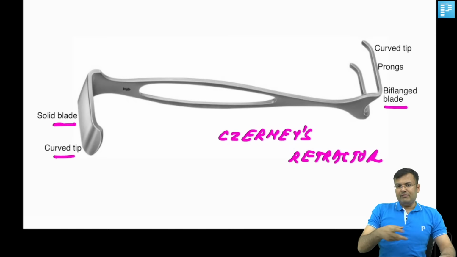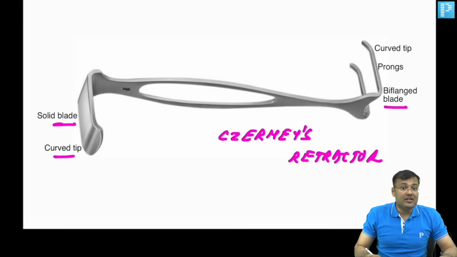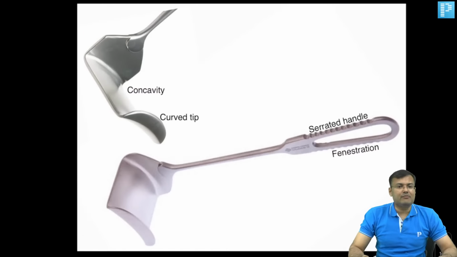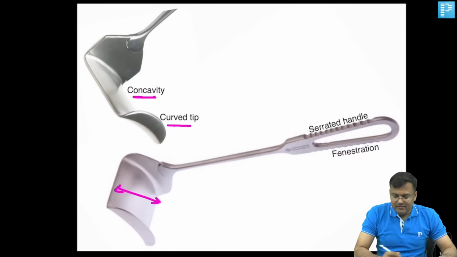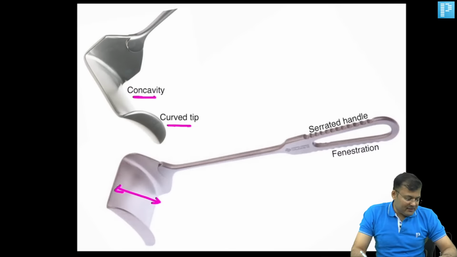To take the suture, we are using this biflank blade. Very similar to Journey's solid blade, you can see this one. But this has a wider blade. There is more concavity and a curved tip. There is a serrated handle with fenestration.